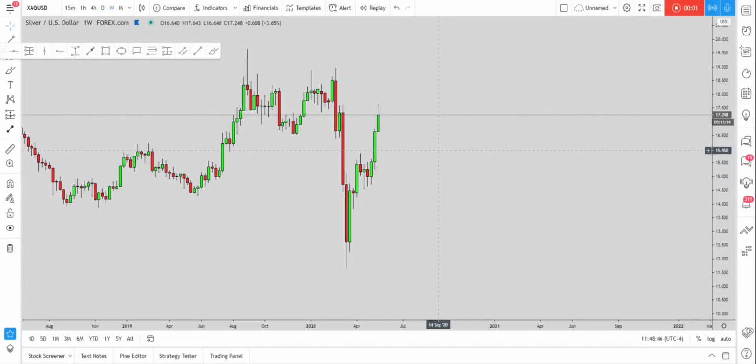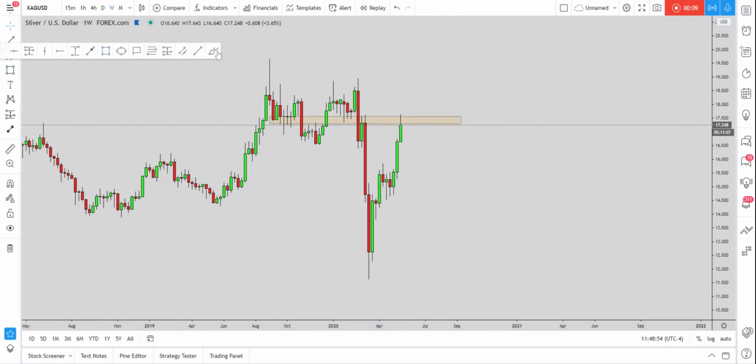Okay, so what kind of situation do we have at the moment on silver? We have a market that from a weekly perspective has approached a very important structure level. It was very important structure support here, broke to the downside, became strong resistance, broke back up, became strong support, broke back down, became strong resistance, and the market is currently approaching again this very important level.